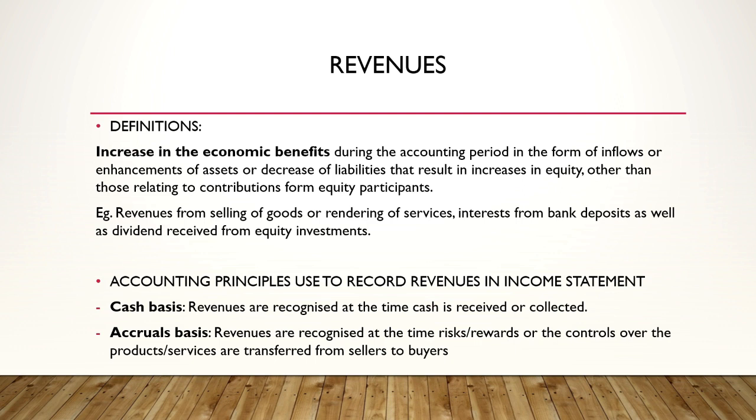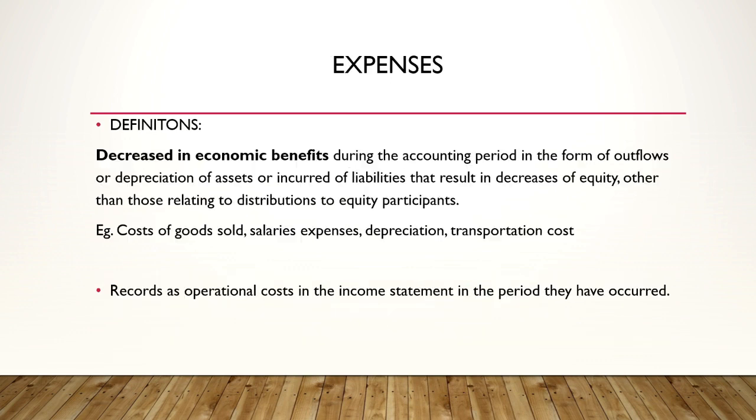There are two types of accounting principles used to record revenues in the income statement, which are cash basis and accrual basis. In cash basis, revenues are recognized at the time cash is received or collected. In accrual basis, revenues are recognized at the time risk, rewards or the control over the product or services are transferred from sellers to buyers.